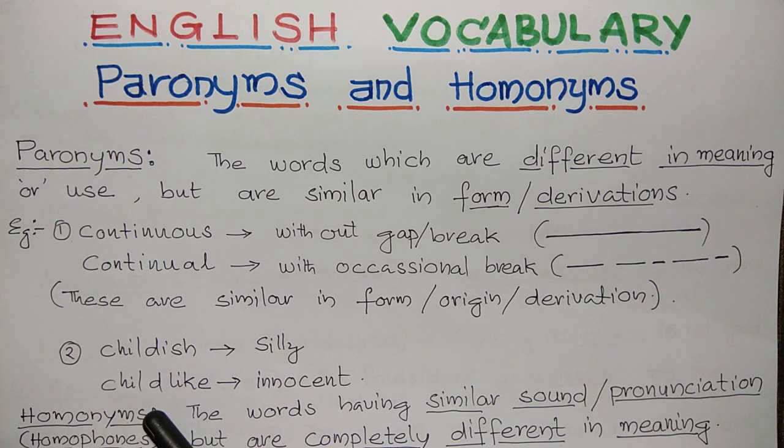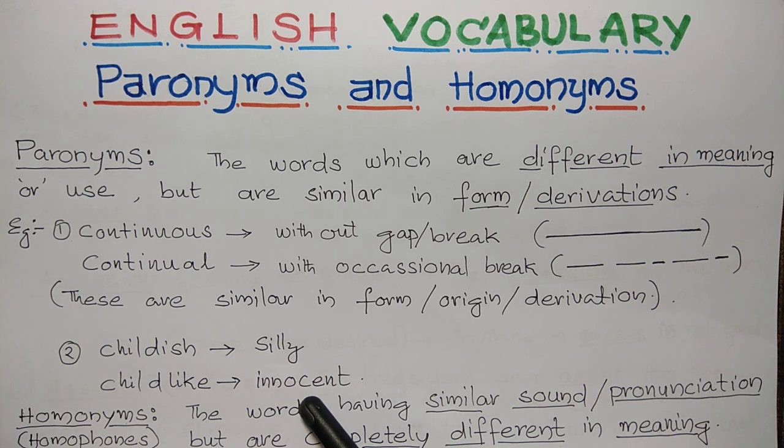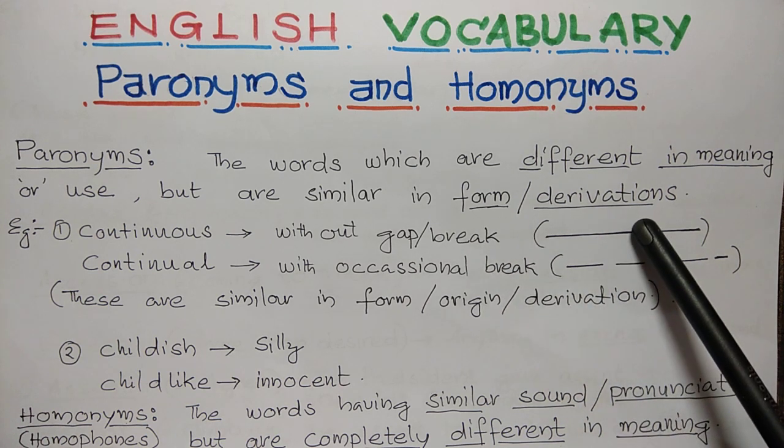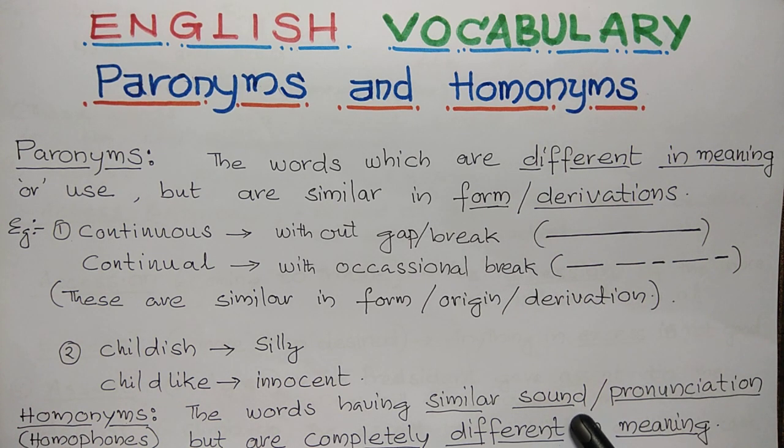Second one, childish, childlike. Childish is silly. Childlike means innocent. Now let's see homonyms or homophones. Homonyms are the words having similar sound or pronunciation but are completely different in meaning. In both cases, the meaning is different, but there it was the words having similar form or derivations, but here its sound or pronunciation is the same but meaning different.